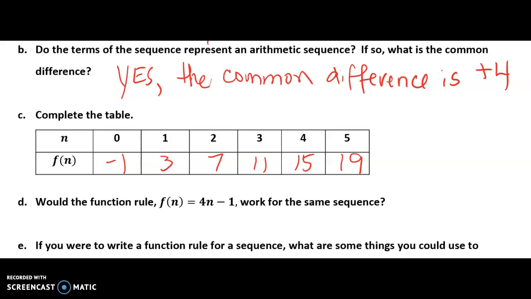So here we're being asked to complete the table. So again, you see the first term is 3, second term is 7, and so on, all the way up to the fifth term, which is 19. But you're going to also notice that this table includes the 0 term. Again, to get the 0 term to be -1, all we're doing is plugging 0 in for n.